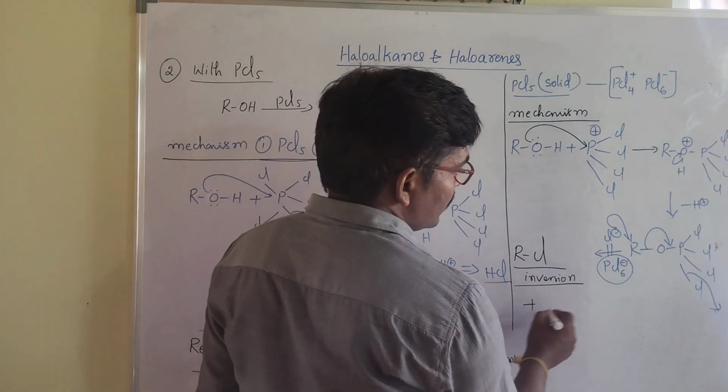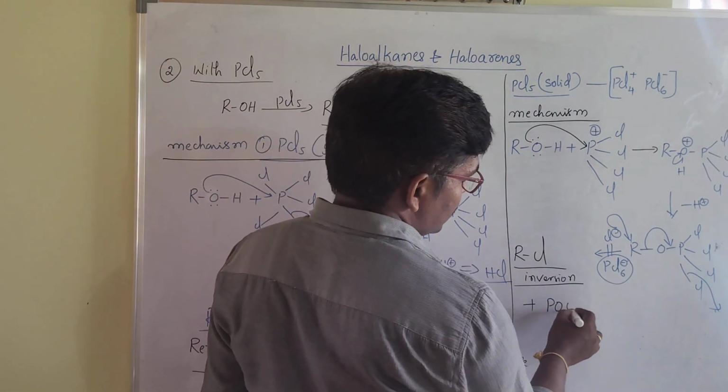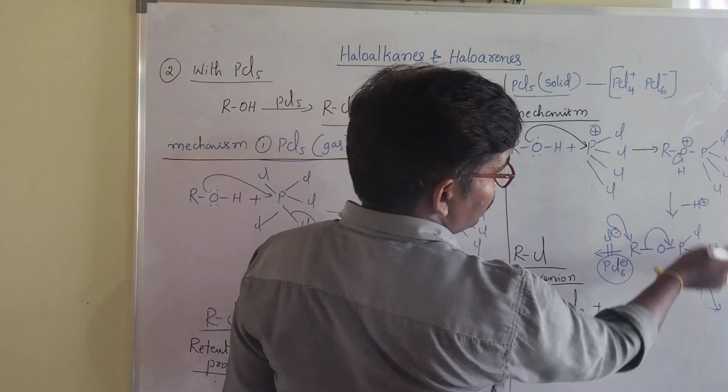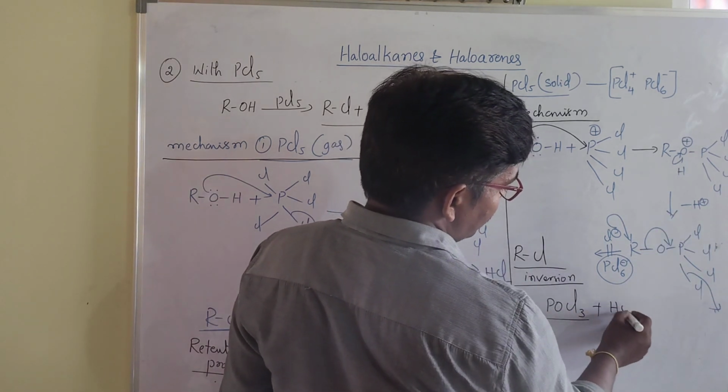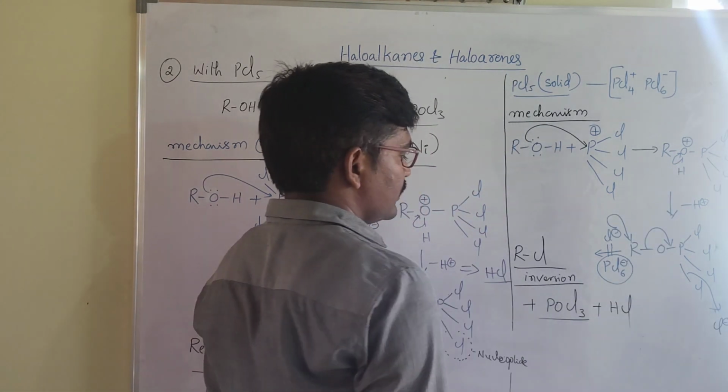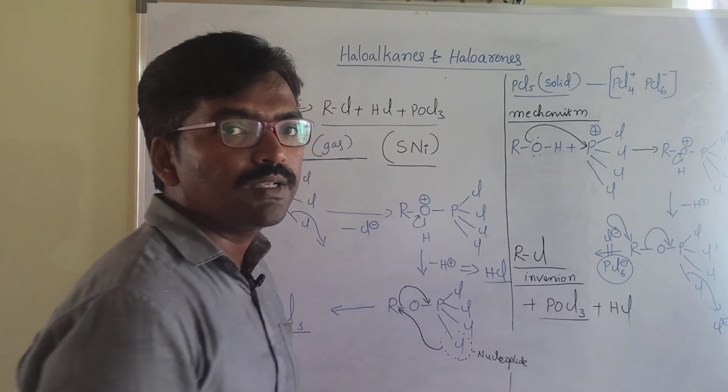Then what byproducts will be there? Sir, POCl3 is there. Yes, POCl3. Plus one more byproduct is there. Sir, here H plus, then Cl minus, HCl will be there. So it escapes out as Cl minus, right? H plus Cl. So like this reaction is taking place.